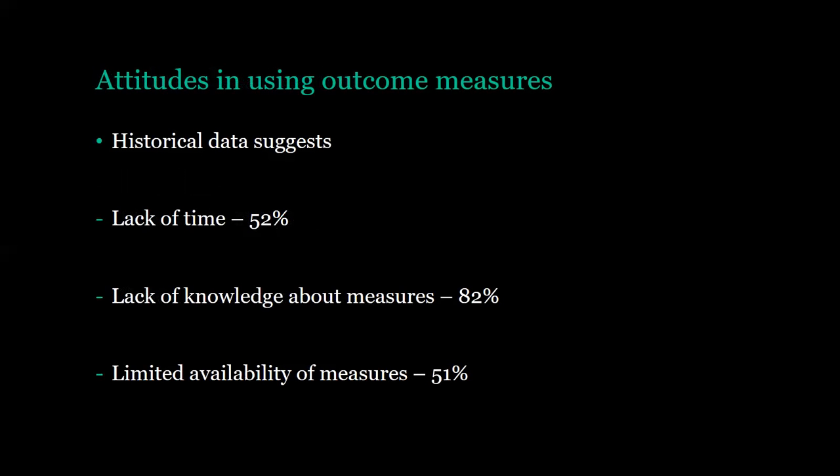Now, an old article of last century that is published in 1998, it showed that there are some kind of attitudes in using outcome measures, and it suggests that 52% of the people do not use outcome measures due to lack of time. 82% of people do not use outcome measures because they do not have any knowledge about outcome measures, and 51% do not use outcome measures because it is unavailable to them, or they do not have the financial ability to buy these outcome measures, which cost thousands of dollars.